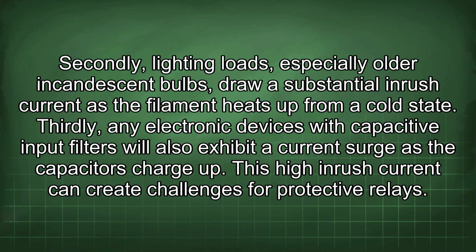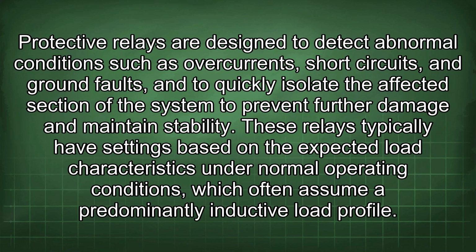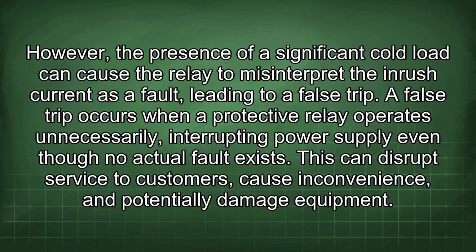This high inrush current can create challenges for protective relays. Protective relays are designed to detect abnormal conditions such as overcurrents, short circuits, and ground faults, and to quickly isolate the affected section of the system to prevent further damage and maintain stability. These relays typically have settings based on the expected load characteristics under normal operating conditions, which often assume a predominantly inductive load profile. However, the presence of a significant cold load can cause the relay to misinterpret the inrush current as a fault, leading to a false trip.